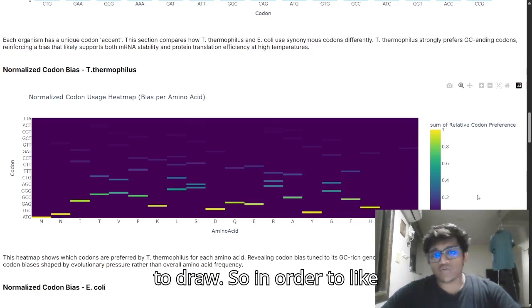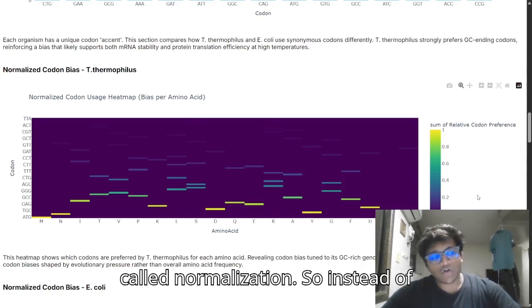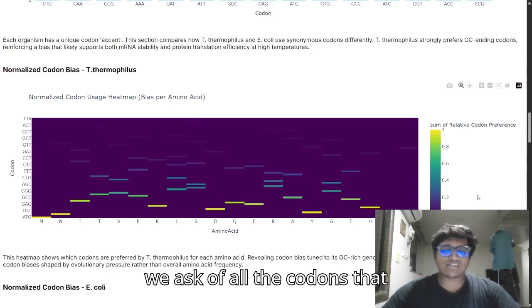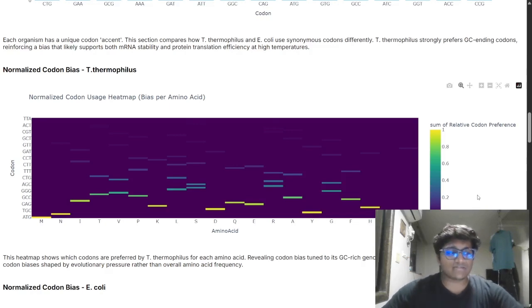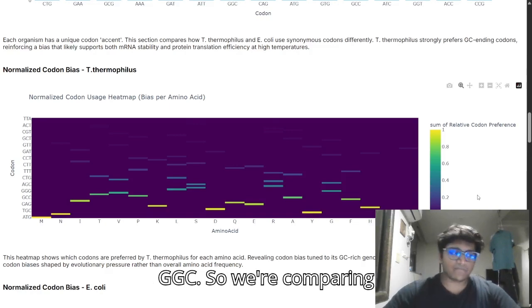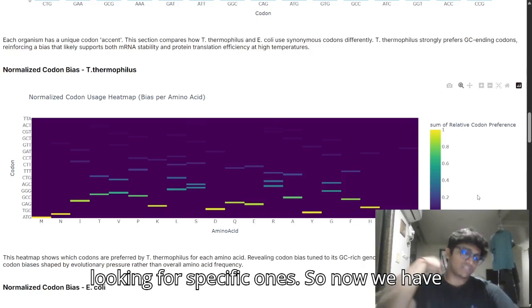So in order to draw a fair comparison, we do something called normalization. Instead of asking how often GGC is used, we ask, of all the codons that code for glycine, how often it is GGC. So we are comparing preference, not just volume. We are looking for specific ones.